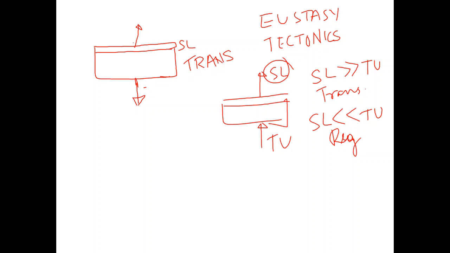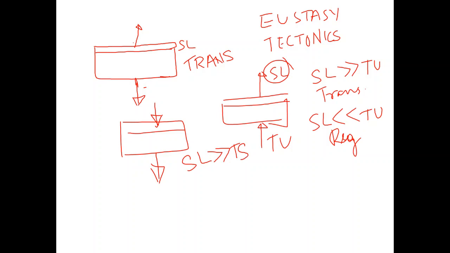Similarly, let us say that the sea level is falling and the basin is subsiding. Then what will happen? Again, if the rate of fall of sea level is more than the tectonic sinking, then it will be a transgression. Oh, sorry, it will be a regression, because the sea level will fall.